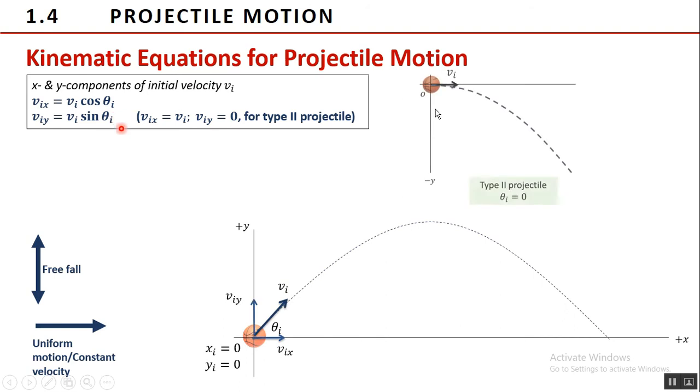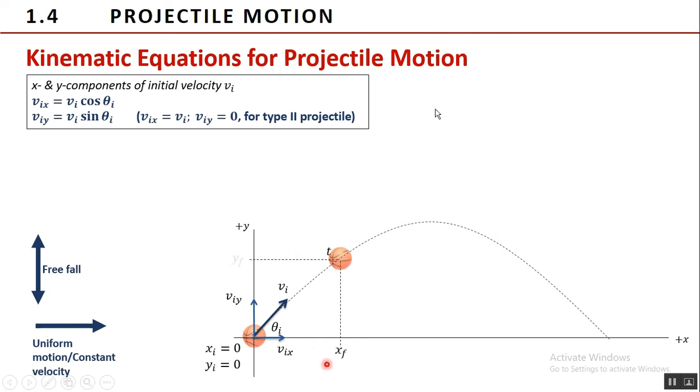For a Type 2 projectile, the x component of the initial velocity is the initial velocity itself since the initial angle of flight is 0. And the y component of the initial velocity is automatically 0. The position of a projectile, as a function of time t, is described by its x and y coordinates, x sub f and y sub f, respectively.